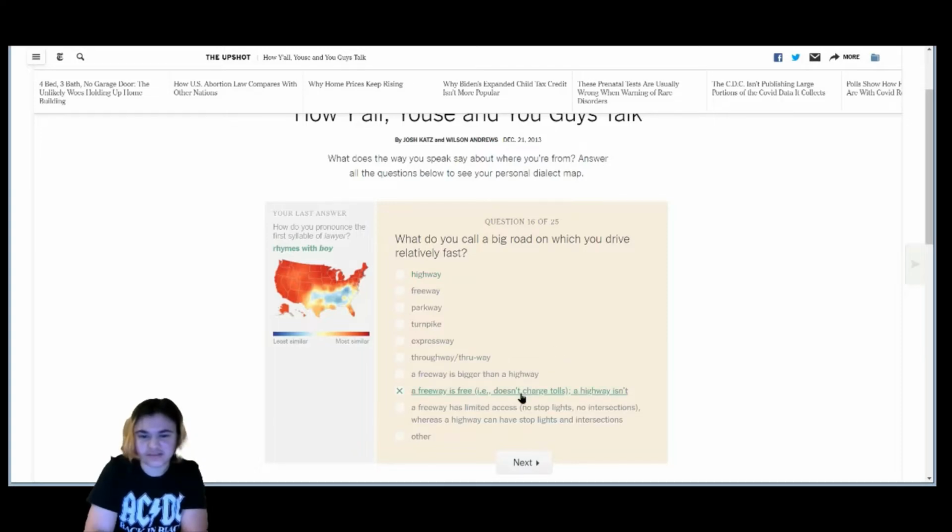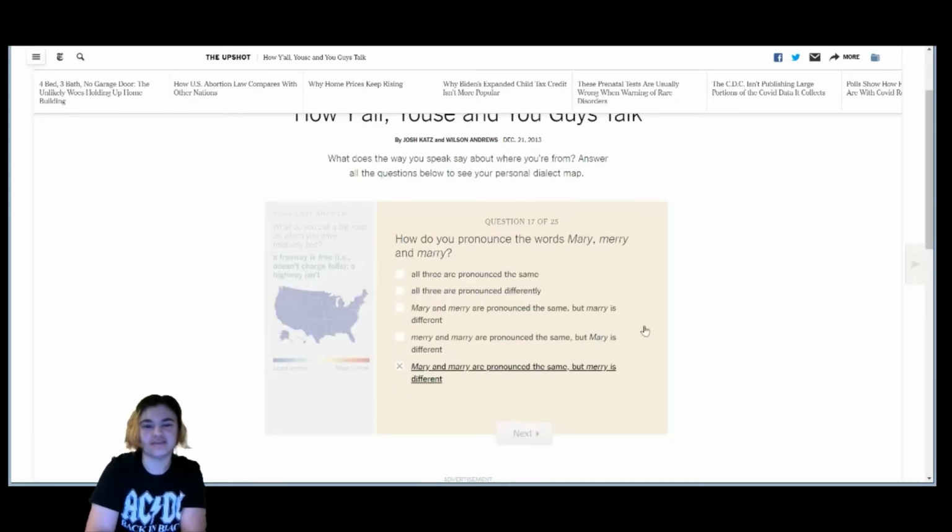Yeah, that's what I say. A freeway has limited access and a highway can have stoplights. No, a highway doesn't have stoplights. A highway goes fast. You might be on a route. A route has stoplights, but it's a freeway versus a highway. So that's what I say. Nobody says it like that. Okay, cool. Mary, Mary, and Mary. Yeah, I pronounce them the same.